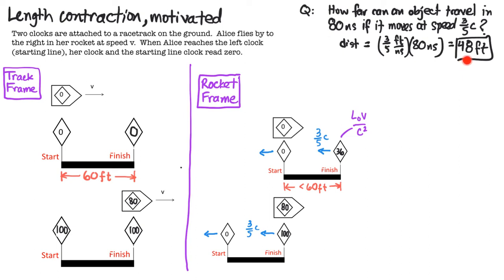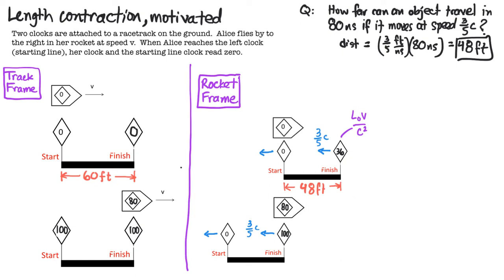Okay. But if it can only travel 48 feet, then this racetrack cannot be 60 feet long, right? It has to be 48 feet long. Why 48 feet? Well, that's how far the finish line clock travels, right?